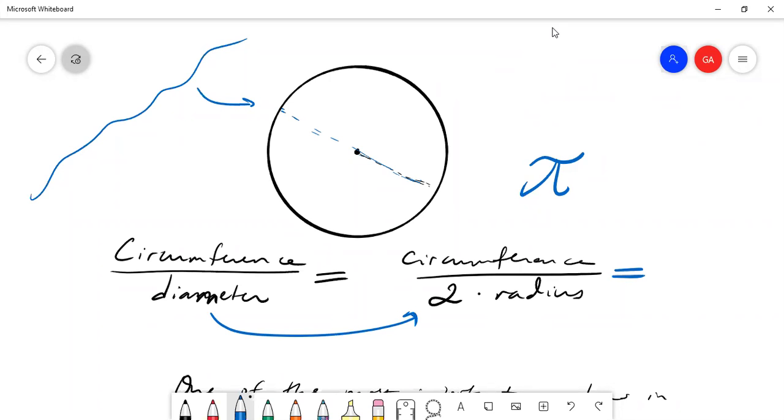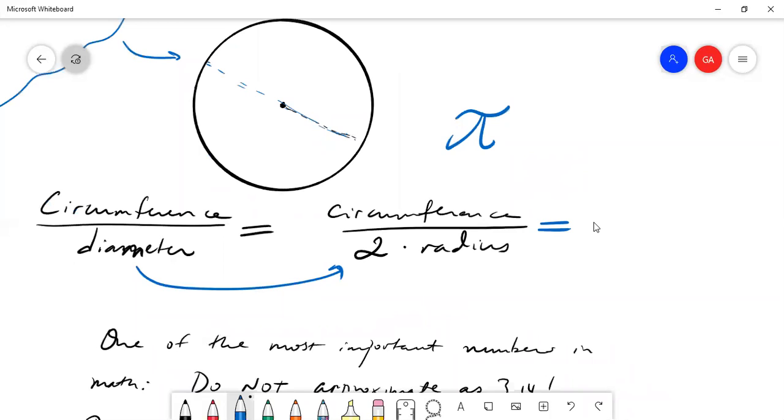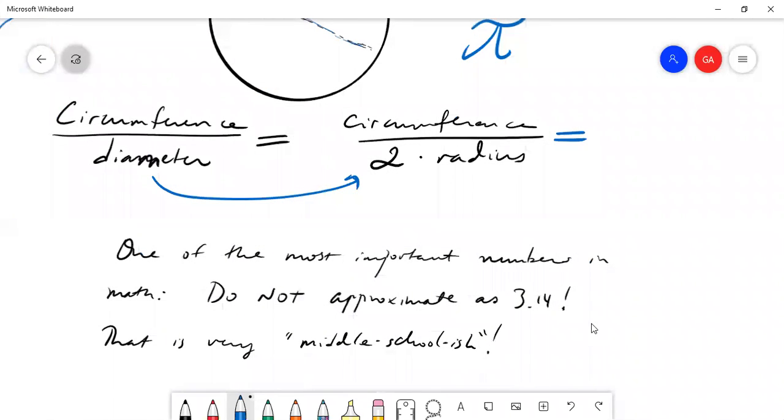So this number they found to be this very mysterious number that doesn't seem to have any pattern in its digits and so on and so forth. So they could not write pi as a ratio of two rational numbers. Either the circumference or the radius would be irrational as well, causing pi to be irrational. And it's one of the most important numbers in math, so do not write pi as 3.14, right? Do not try to approximate pi. This is very middle schoolish.